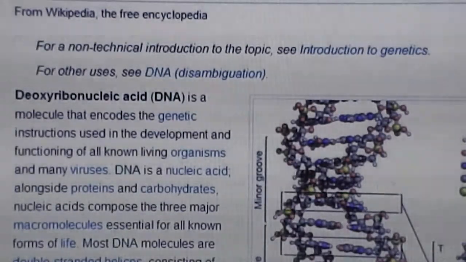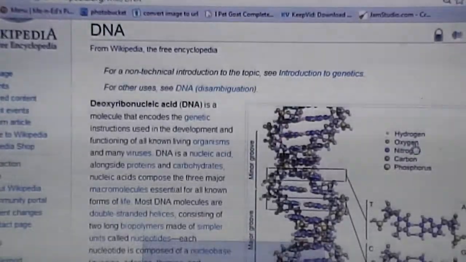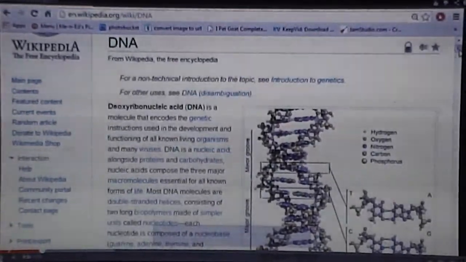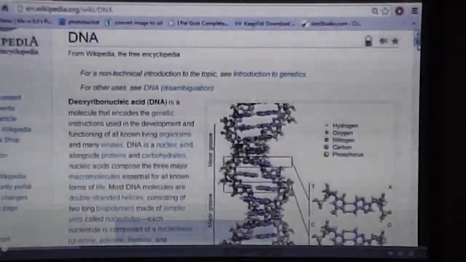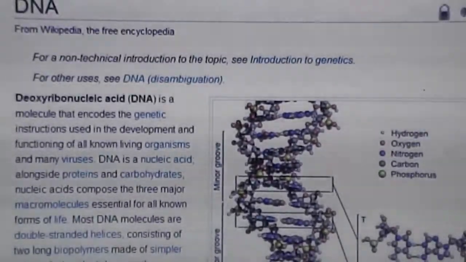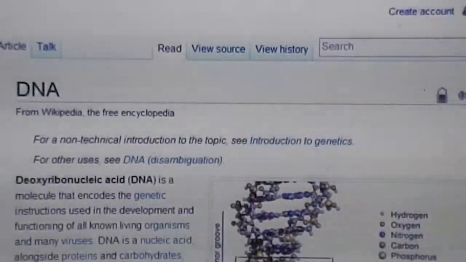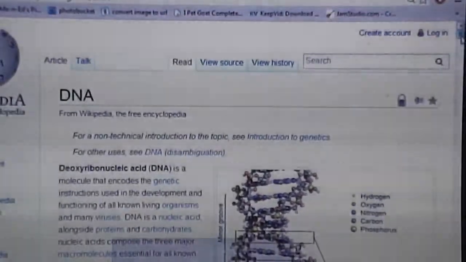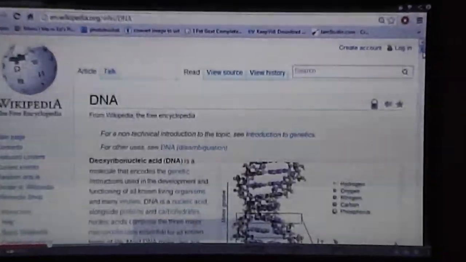Our DNA is made up of 5 elements: hydrogen, oxygen, nitrogen, carbon, and phosphorus. Okay? Now we know that the number of man is 5. We know that he has 5 fingers. We have 5 fingers and 5 toes. And we also know that we have 5 points when we outstretch our arms and our legs, our head making the final point.